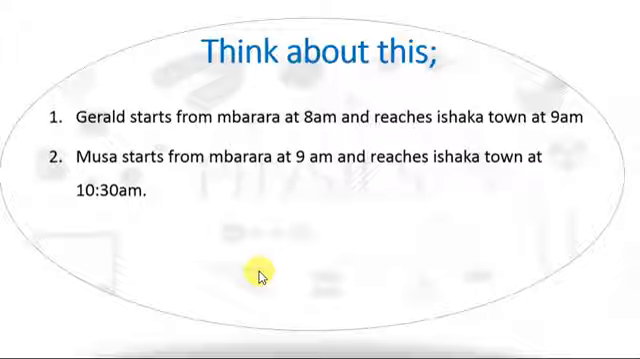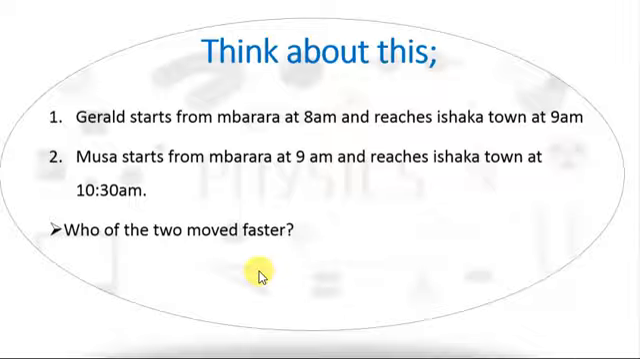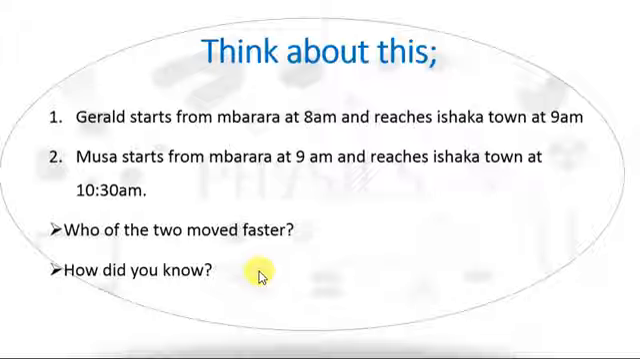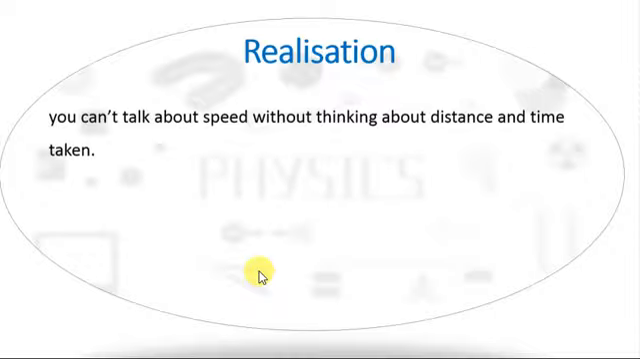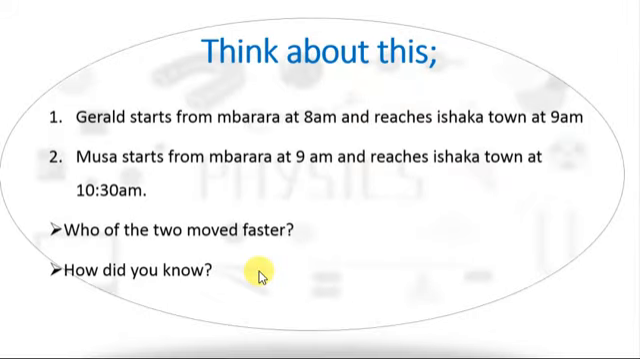Now, if I ask you some questions, who of these two moved faster? And how did you know? You can pause this video and first answer those questions. Then play it again, and see whether what you answered is clear or similar to what I'm also thinking. Now, what do you realize when you're answering those questions? You realize that you cannot talk about speed without thinking about distance and time. When you are looking at the person who was faster, I don't know if you also agreed with me that Gerard moved faster than Musa.